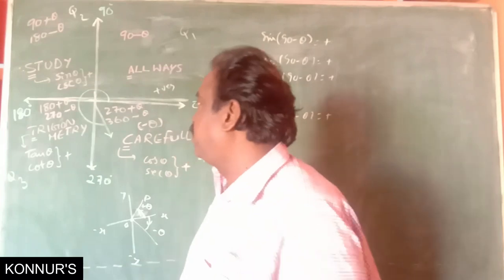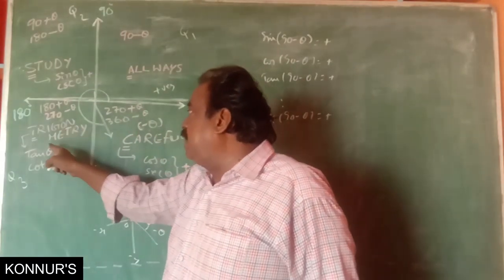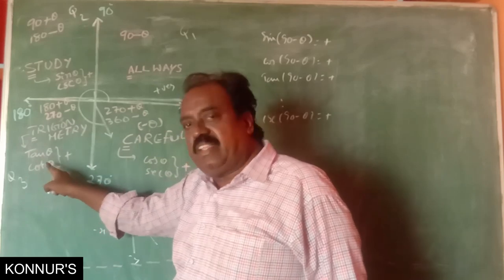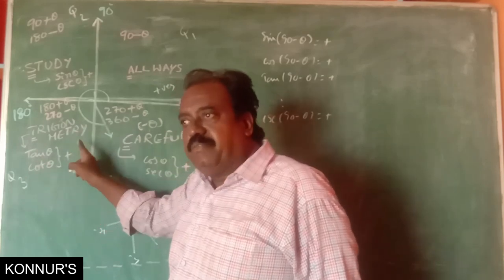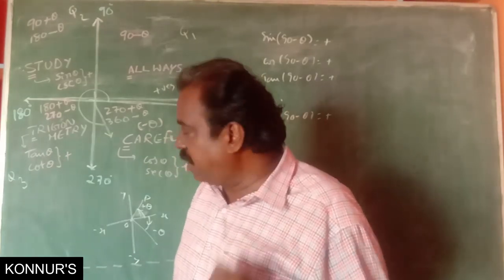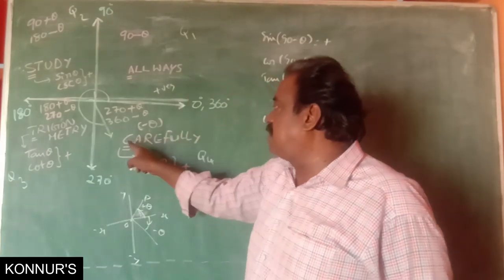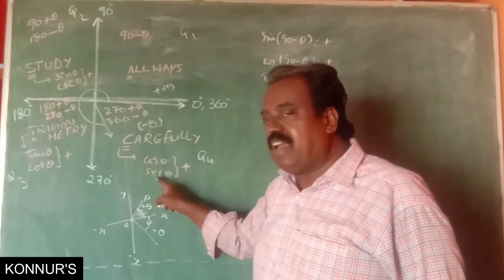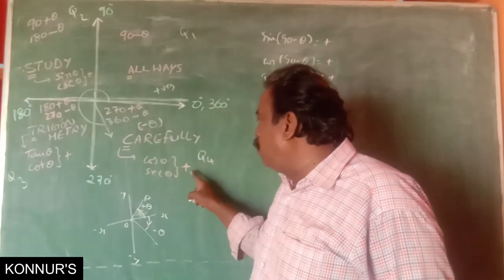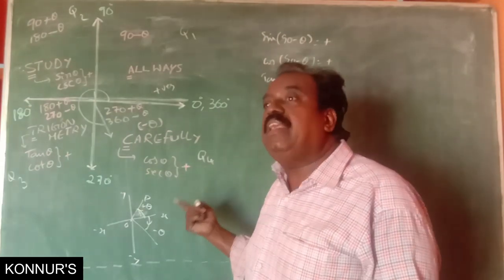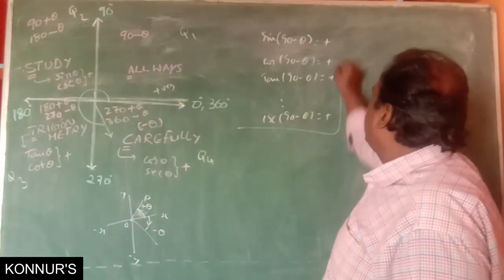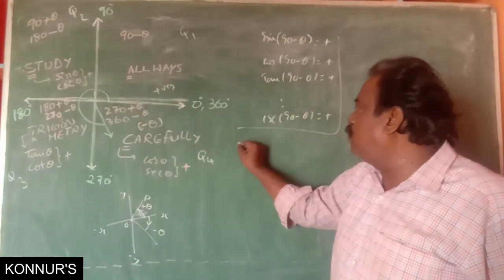That is the meaning. Whereas in "trigonometry", the first letter is T. T means tan theta and its reciprocal is cot theta. In the third quadrant, tan and cot are the only positives. That is the meaning. Whereas "carefully" starts with C. C means cos theta and its reciprocal is secant theta. These two are the only positives. The remaining are negatives. You see, this is okay. This is the first one. Next we go to.